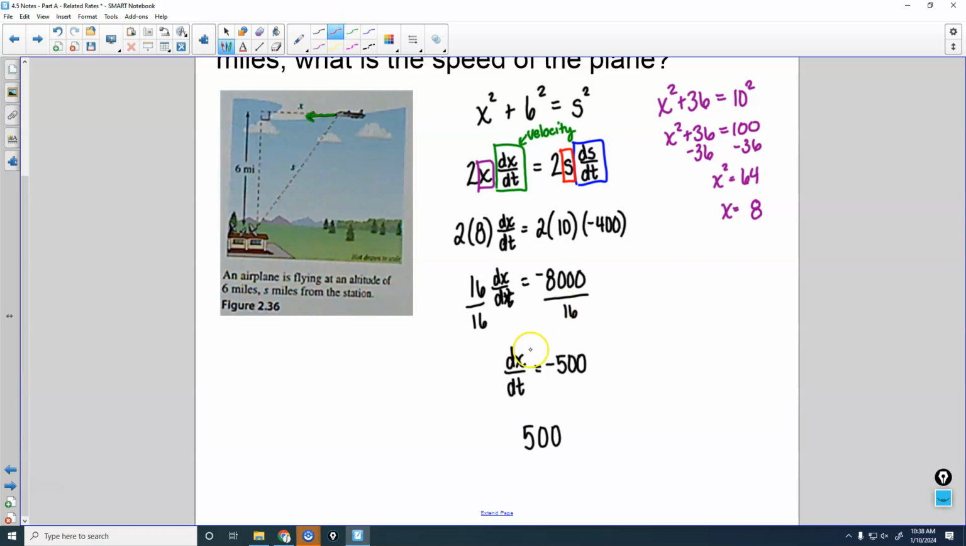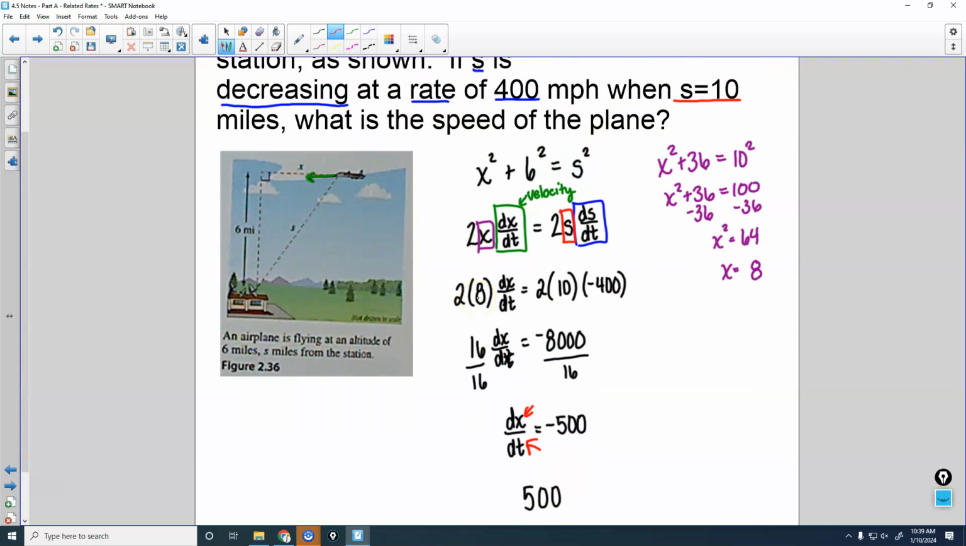And we need to know the units for this. So again, we're doing dx/dt. So we're thinking about what x is measured in. What is x measured in? Miles. And what is t measured in? Hours. So this would be 500 miles per hour.